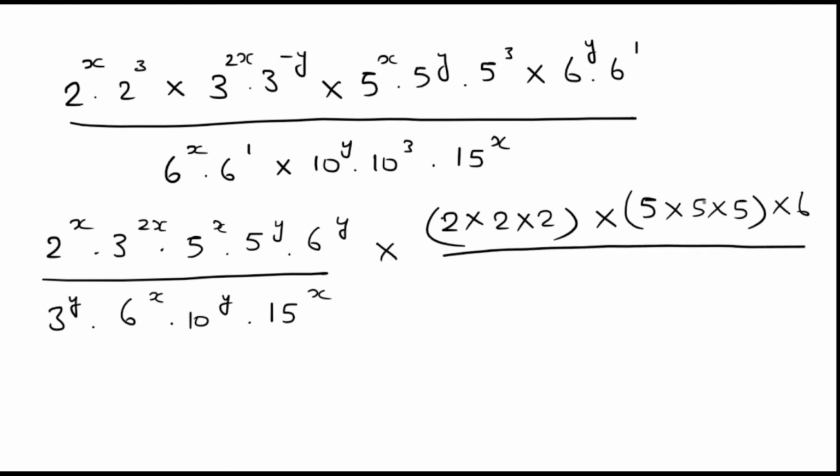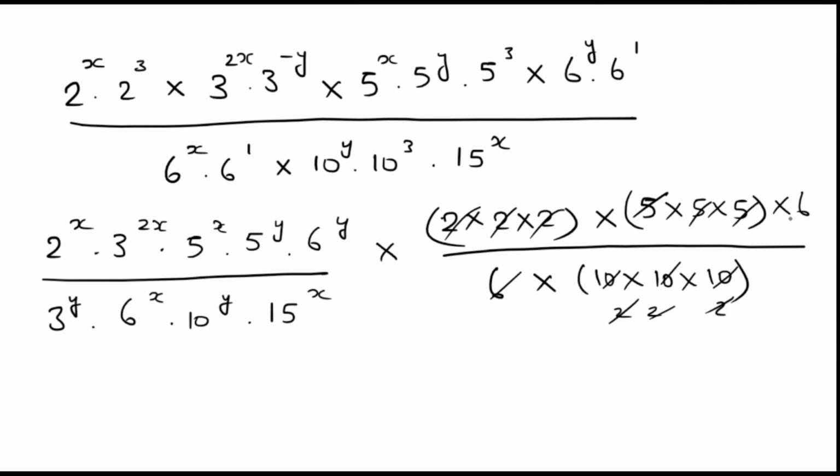In the denominator we have 6 to the power 1 and then 10 to the power 3, which I am writing as 10 into 10 into 10. So this we can cancel. 5 2s are, so 2 1s are and 6 1s are.